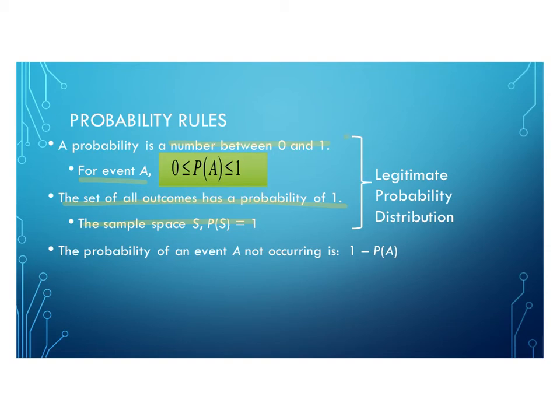These two things make up what's known as a legitimate probability distribution. So you might see something that says verify that the probability distribution is legitimate. You would take the probability of the first event plus the probability of the second event and the third, etc., to show that it equals 100%. And the probability of an event A not occurring is 100% minus the probability it does occur, because it's everything left over.